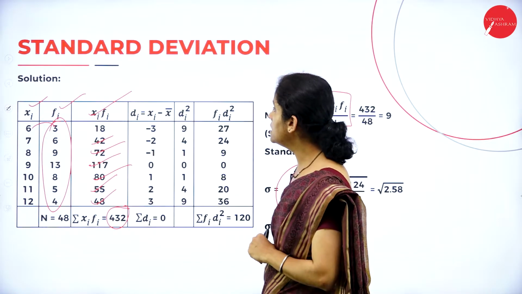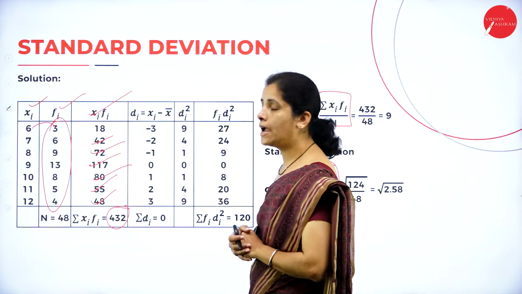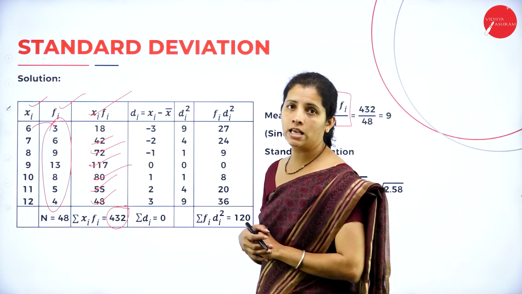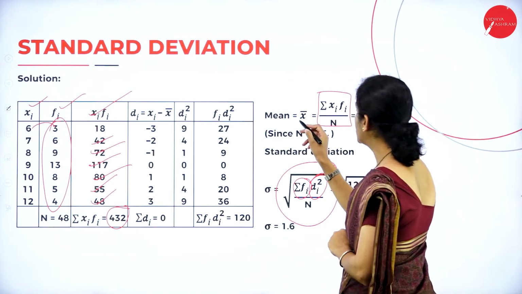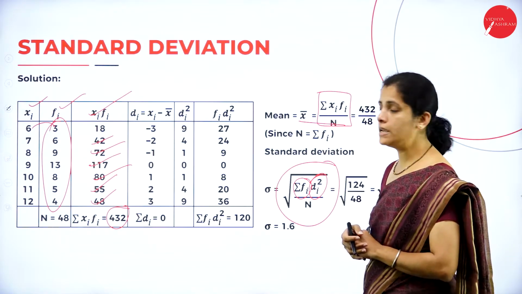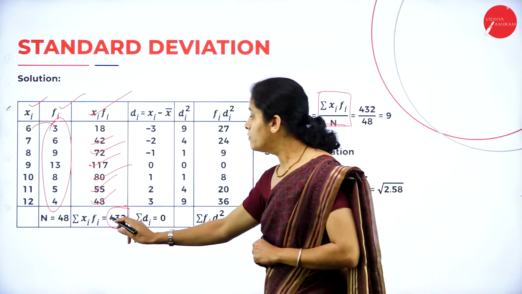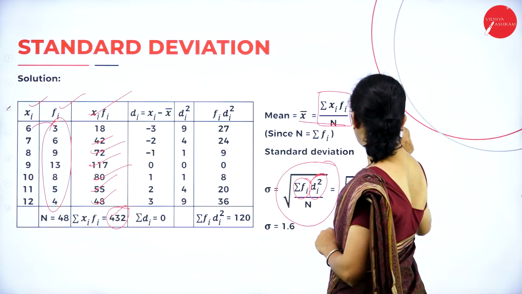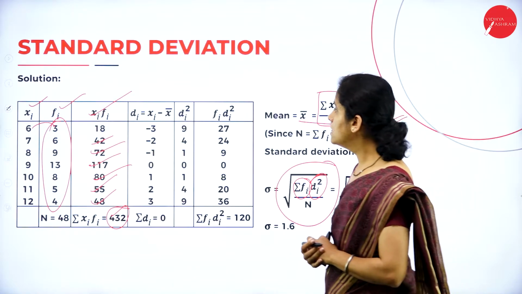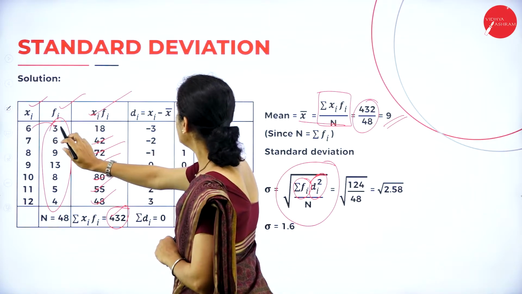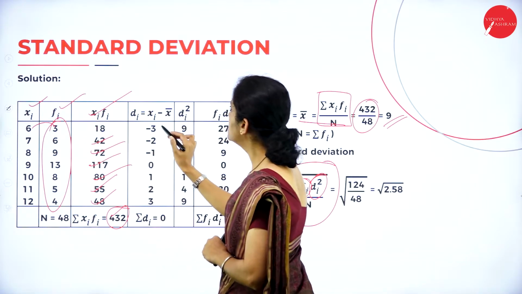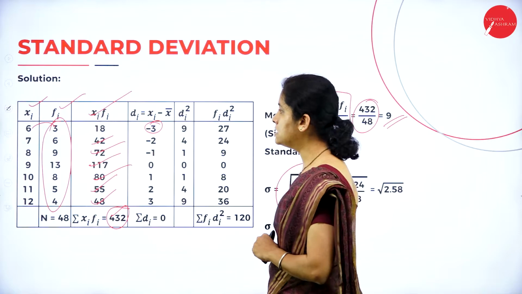Now see here, I want di. So what's the formula? Di is xi minus x bar. So here x bar is nothing but the mean. So here 432 divided by 48, and what is the mean? It is 9. Now 6 minus 9, minus 3.